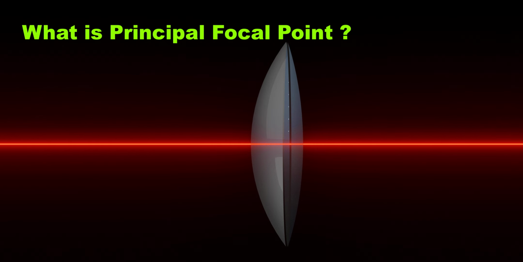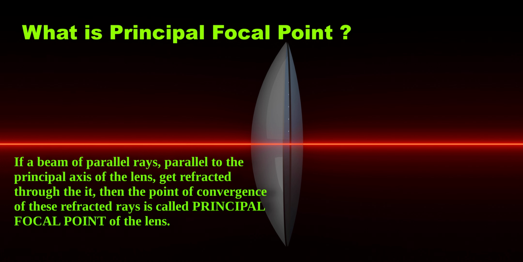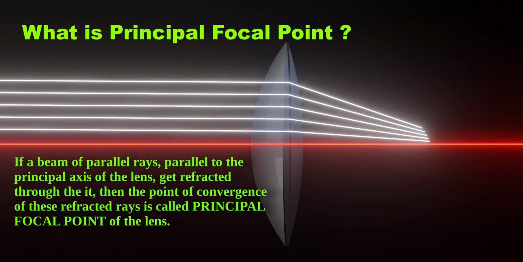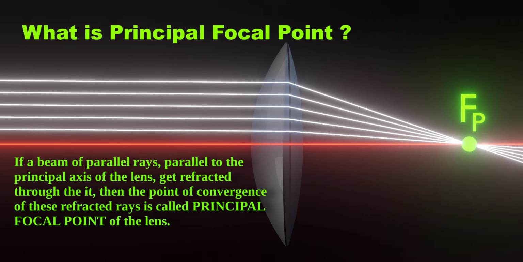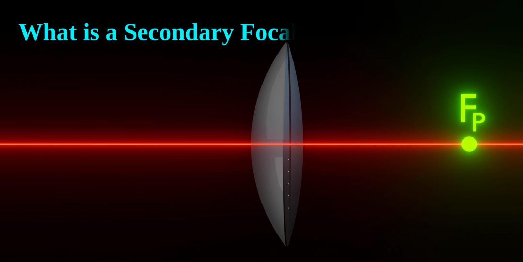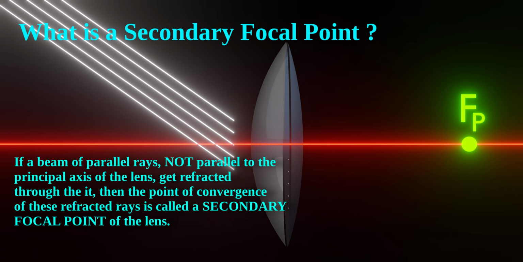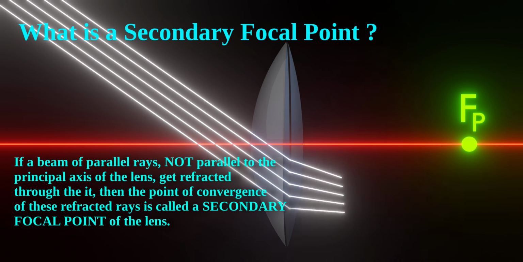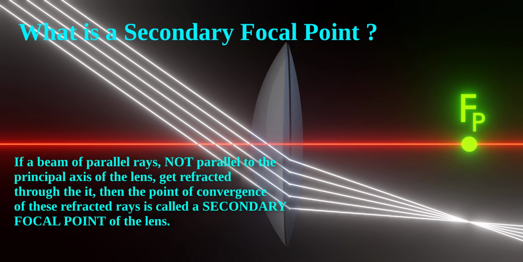So, what is principal focal point? If a beam of parallel rays, parallel to the principal axis of the lens, get refracted through it, then the point of convergence of these refracted rays is called the principal focal point of the lens. And what is a secondary focal point? If a beam of parallel rays, not parallel to the principal axis of the lens, get refracted through it, then the point of convergence of these refracted rays is called a secondary focal point of the lens.